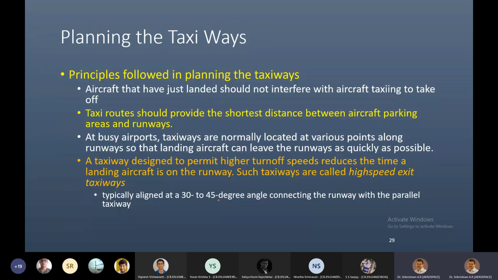Again, it's sort of an optimization to minimize the distance as well as the deceleration that is required. So both should be considered. It should not be too long a distance, and the deceleration that the aircraft requires before turning should be minimal. So it's a compromise between the two, and usually an angle of 30 to 45 degrees with the runway is recommended for high-speed taxiways.